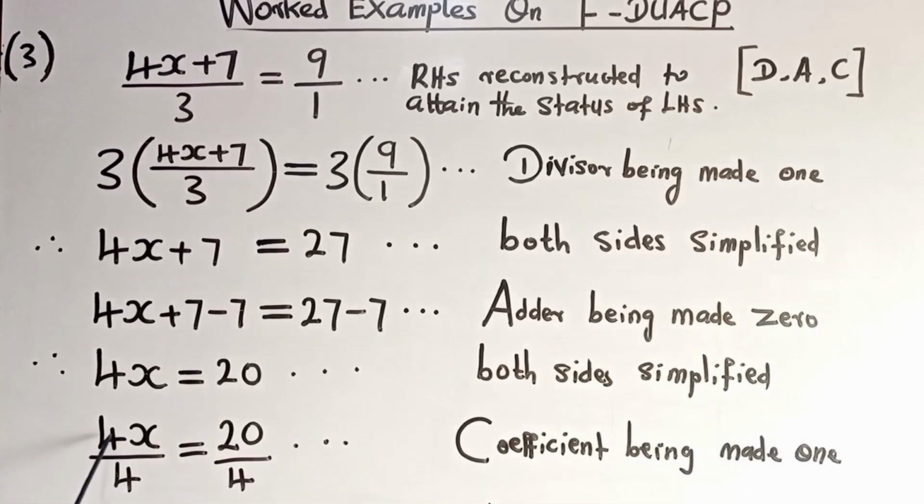Now, when this divides this, it is 1. 1 times x is x. Therefore, x is equal to 5. And that is our solution expressed in that form.